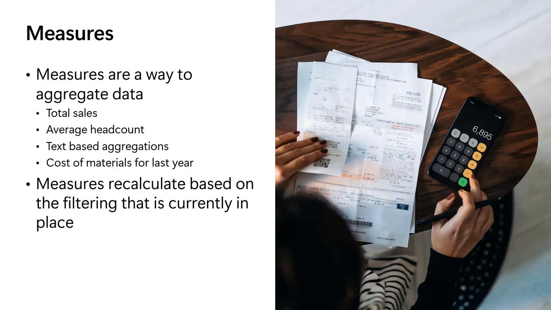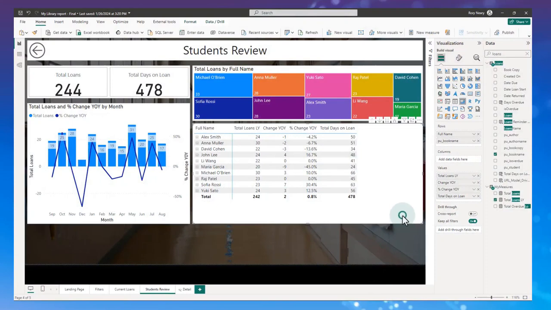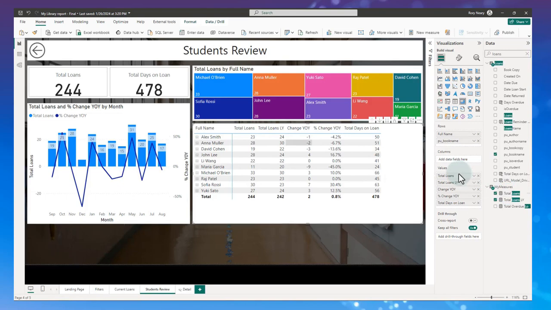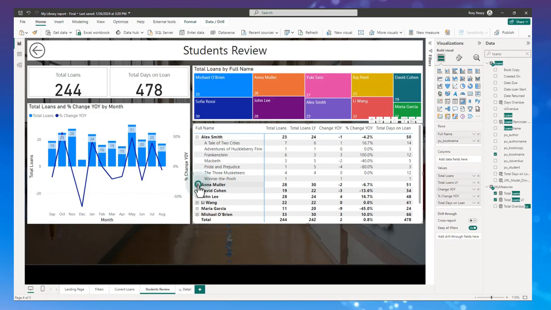Measures are only calculated where they're used, and they recalculate themselves based on the filtering that's currently in place. For example, if we have a total loans measure and use it within a matrix, and the matrix uses the student name on rows, then we'll see a matrix that shows us the loans taken out by our students.